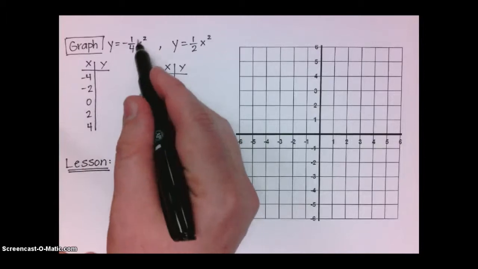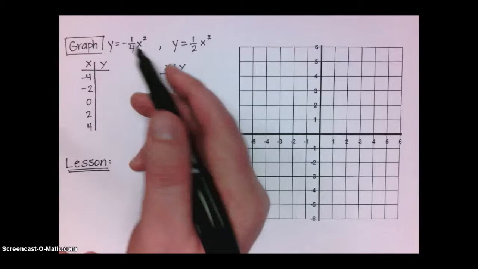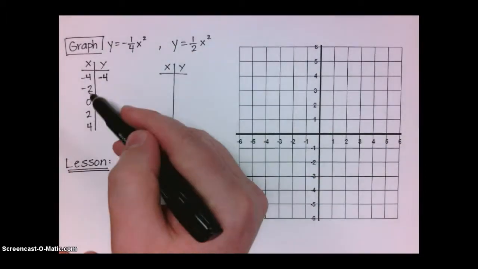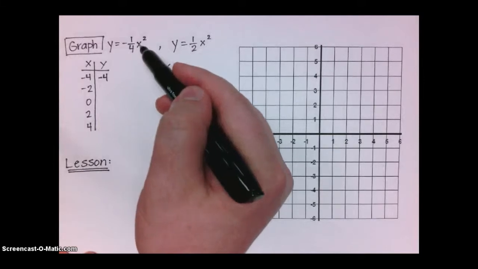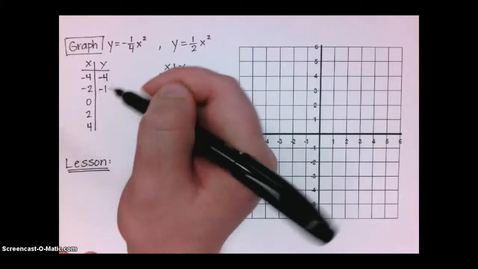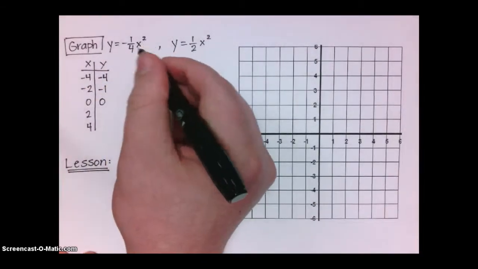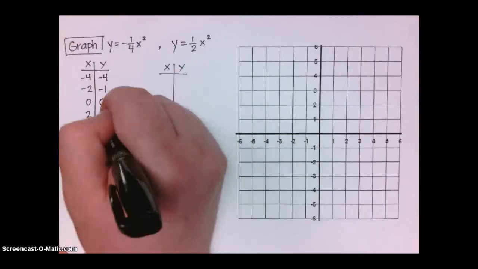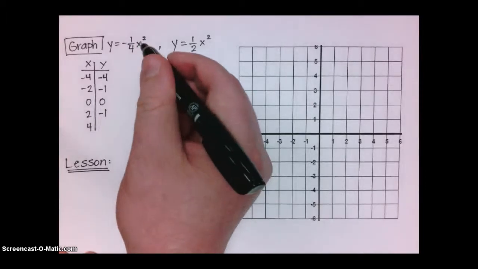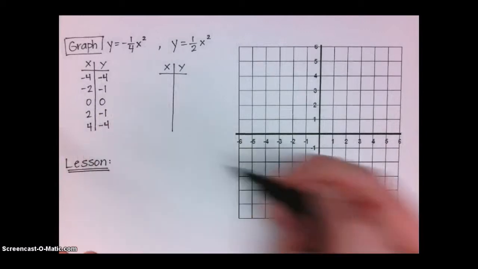When I square that, I'm going to get positive 16 times negative 1/4, which leaves me with negative 4. Let's plug in negative 2. Negative 2 squared is positive 4 times negative 1/4 is negative 1. Plug in 0. Anything times 0 is going to be 0. Plug in 2. 2 squared is 4 times negative 1/4 is negative 1. And also 4 squared is 16 times negative 1/4 is negative 4. So why don't we plot these points?